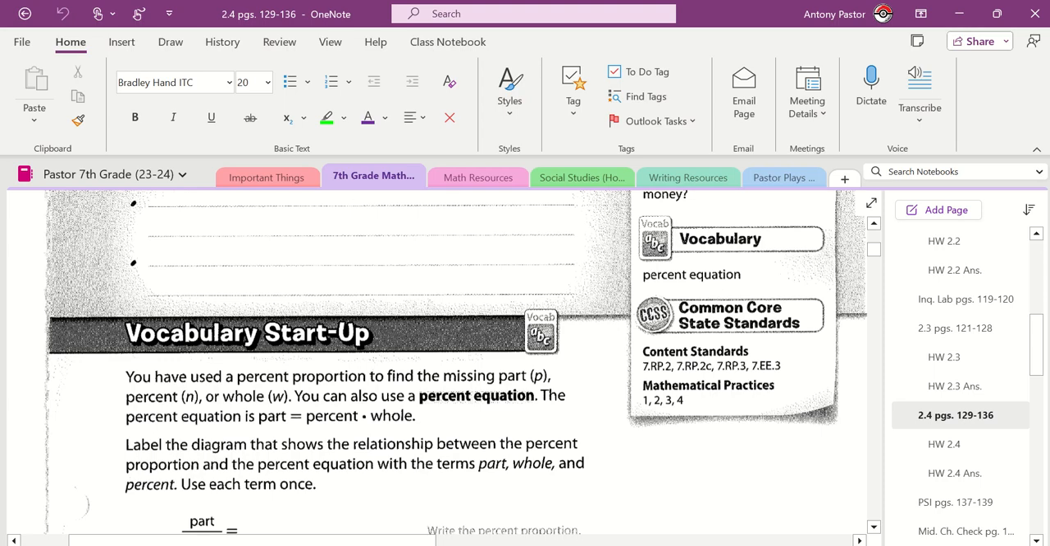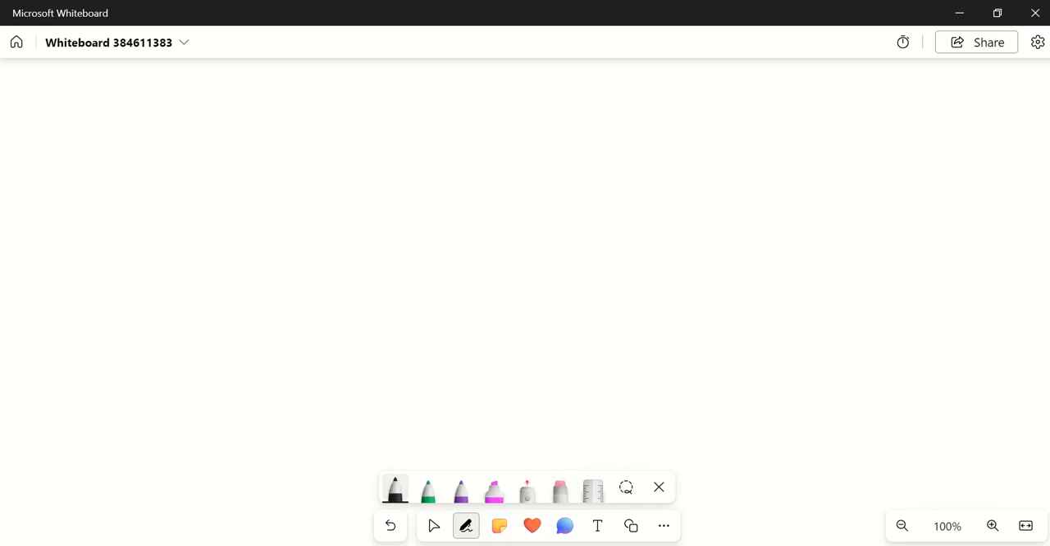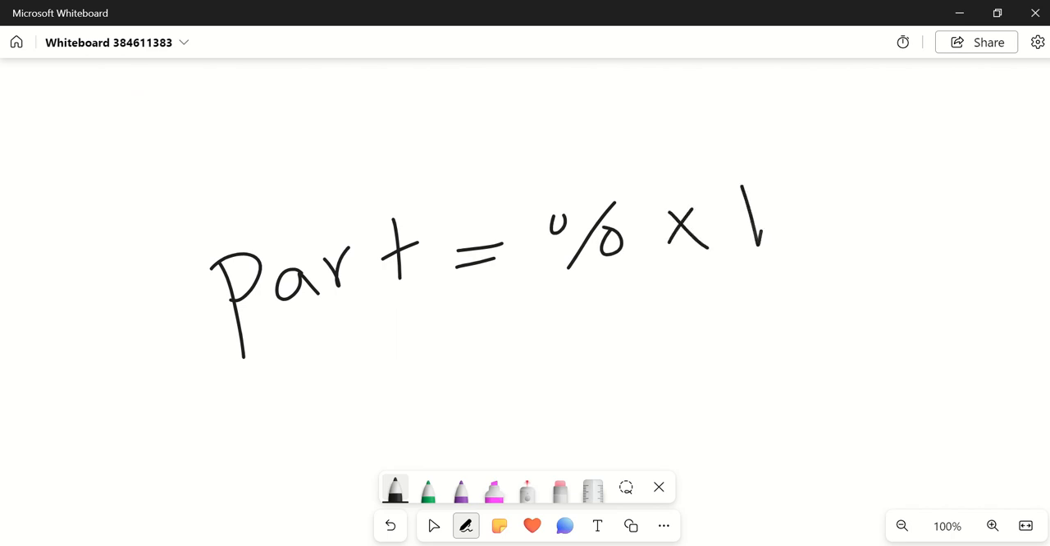Today we're talking about percent equation. And when it comes to percent equation, we have ourselves a whole new formula. You've used the percent proportion to find the missing part, p, missing percent, n, or missing whole, w. You can also use a percent equation. The percent equation is part equals percent times whole.